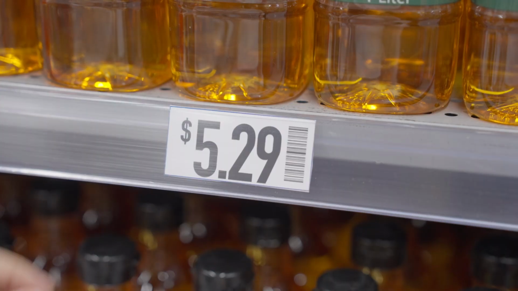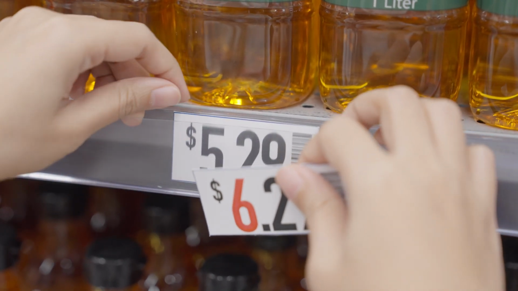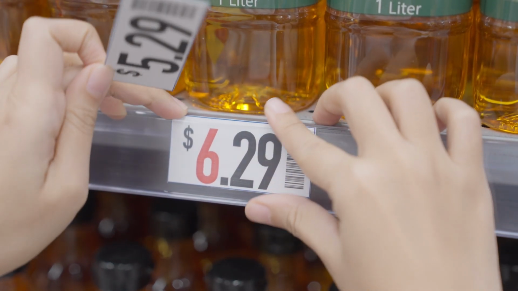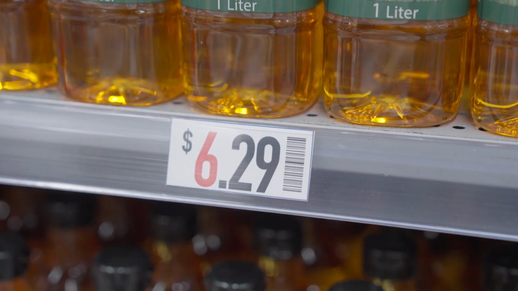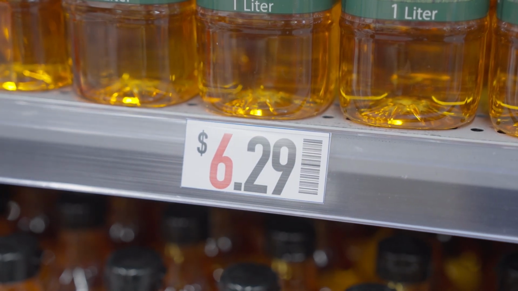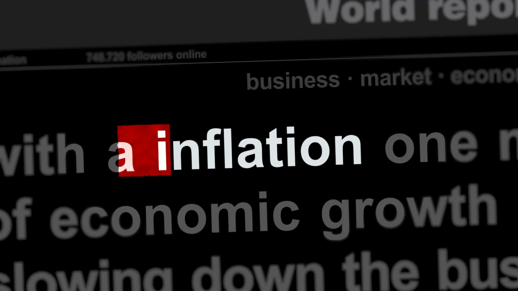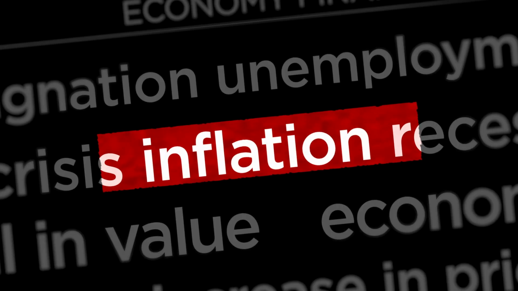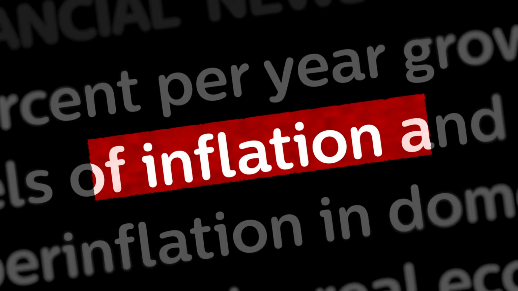Another type of inflation is cost push inflation. This occurs when the cost of producing goods and services increases. Factors like rising wages, increases in the prices of raw material, or geopolitical events can all push up costs, forcing businesses to pass those expenses on to consumers through higher prices. So now that we've discussed a little bit on what inflation is, let's explore its effects.